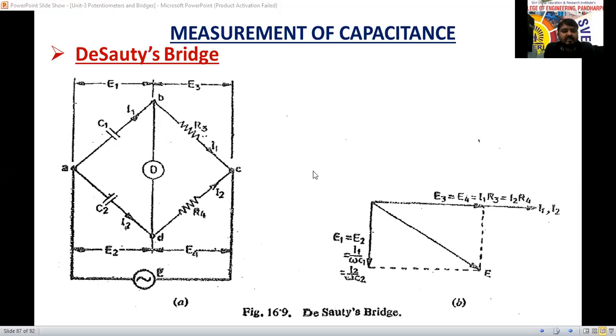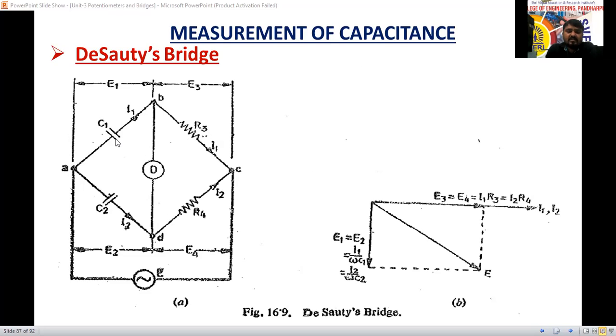Same like the Wilson bridge, the DeSautys bridge has a circuit that consists of two resistances and two capacitances. Two non-inductive resistances they have considered. This bridge is designed purely to measure unknown capacitance. The structure is the same as the Wilson bridge only. R1, R2, R3, R4, like that it is there here. But instead of only pure resistances, our aim is to measure the capacitance.